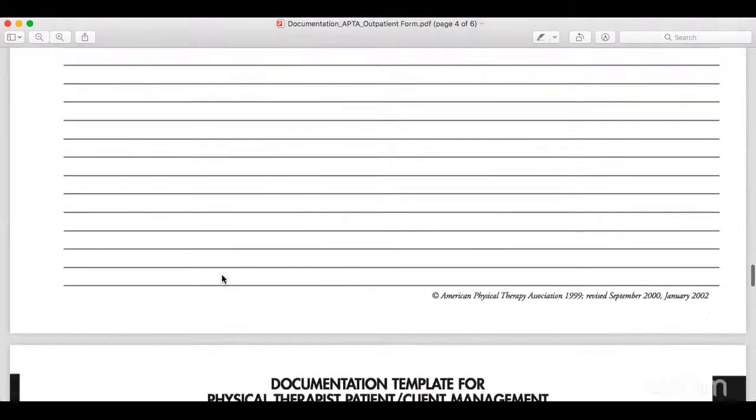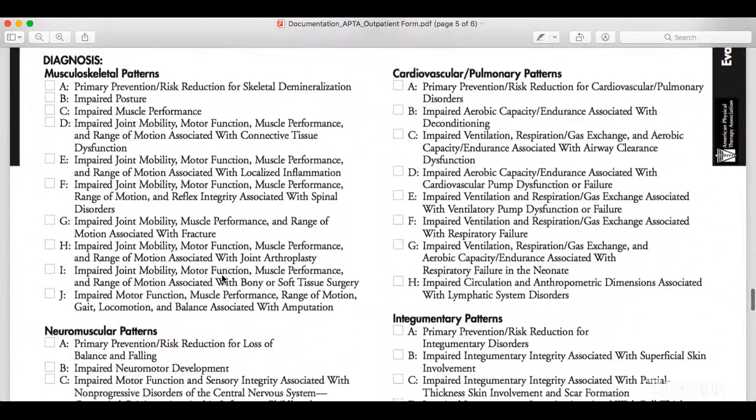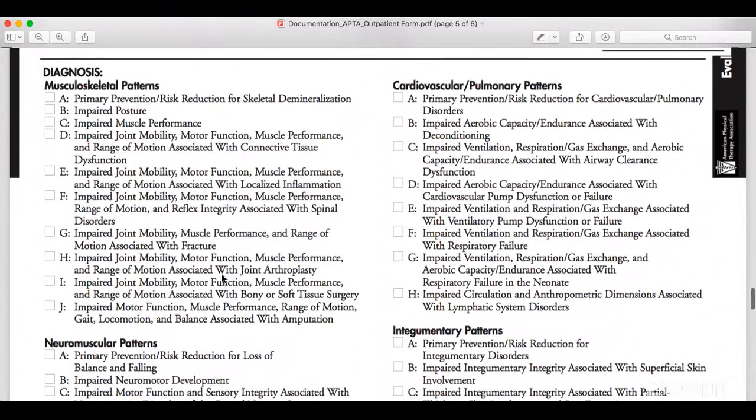Now, what sort of diagnosis can we make? These are what are called physical diagnosis.